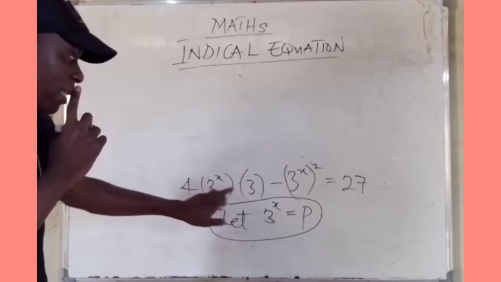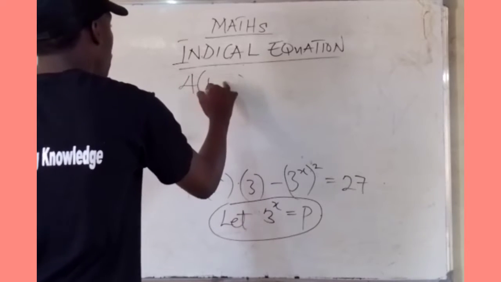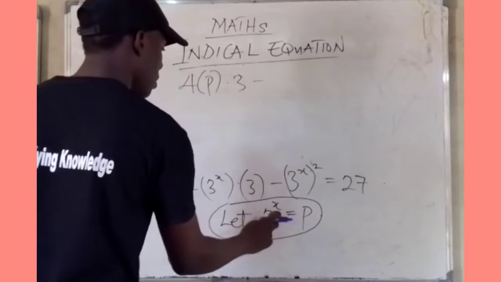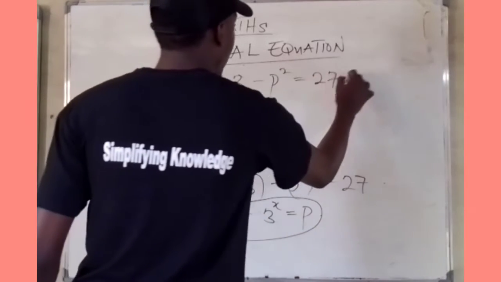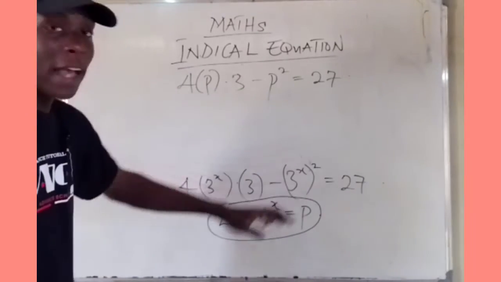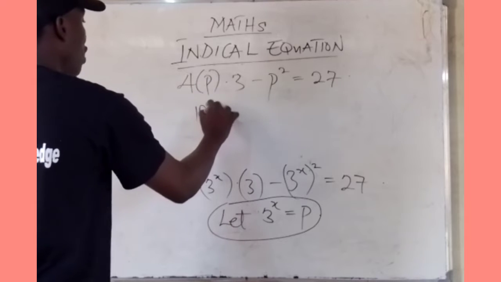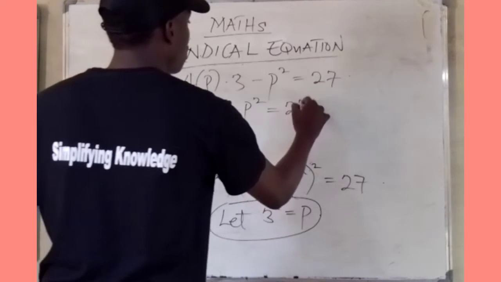Now, what do we do from here? Anywhere I find 3 raised to the power of x, I'll put p in this place. So this is 4 into p times 3 minus p squared, isn't it? Equals 27. So let me multiply through. This is 4 times 3, which is 12, times p, which is 12p, minus p squared equals 27.